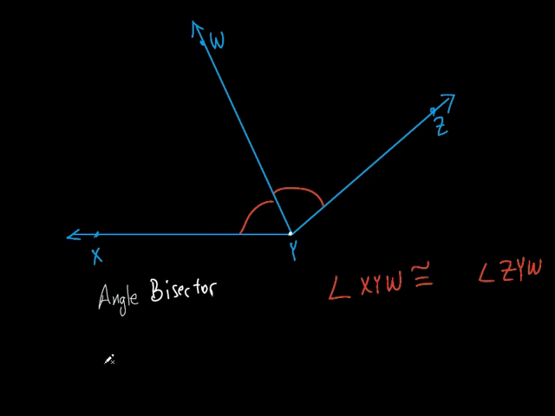So what I would say is this. I would say ray YW bisects, and we're going to use this quite a bit all throughout the book. YW bisects the whole big angle. What's the whole big angle? It's angle XYZ. Again, I could have called it angle ZYX, but make sure Y is always in the middle. So that's what it means to be an angle bisector. If you have a ray that splits an angle into two equal angles, two congruent angles, then we call that thing an angle bisector.